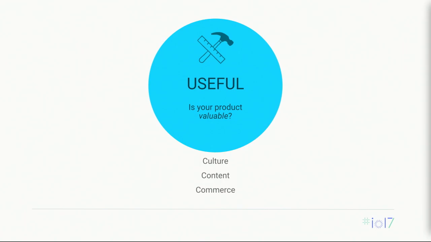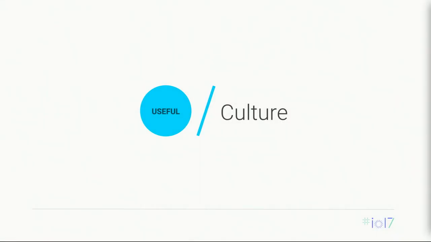So now we move on to the second bucket of useful. This contains also the second set of components: culture, content, and commerce, evaluating, is your product valuable? Not just if it can be used, but is it also providing good use to the users? So the first is culture, and culture manifests in numerous ways, but we're just going to explore one branch of it for time purposes.